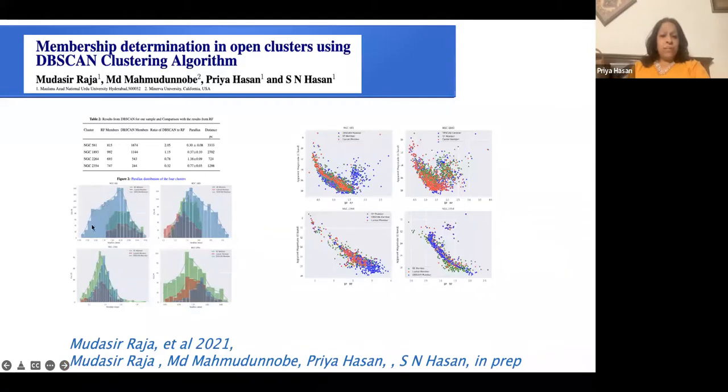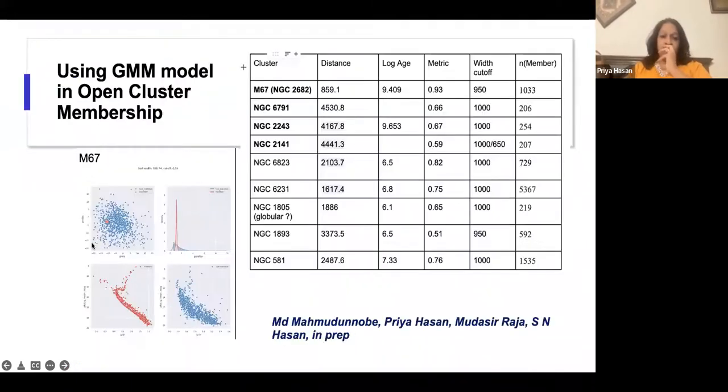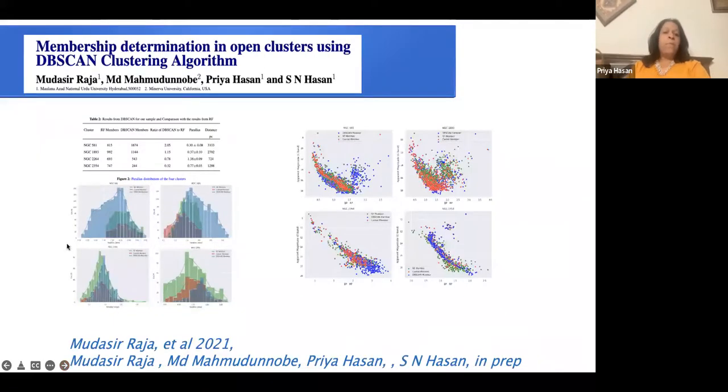So this was presented in the meeting of the Astronomical Society of India. Oh, sorry, this is another paper. So we used this and we presented this at the Astronomical Society meeting.